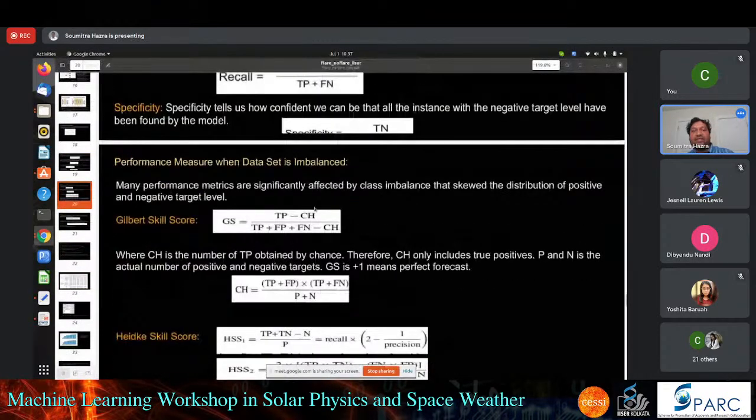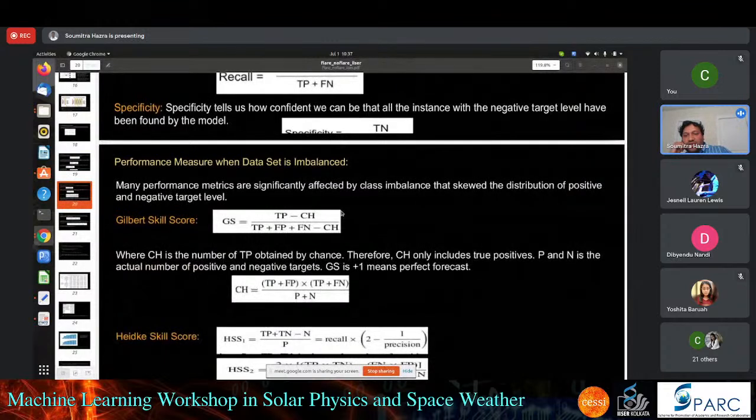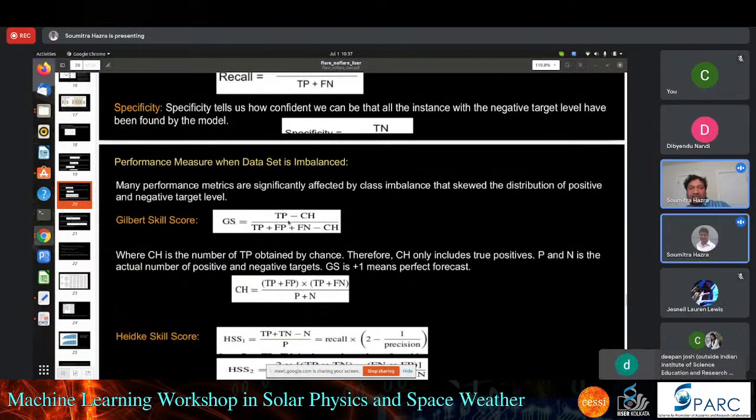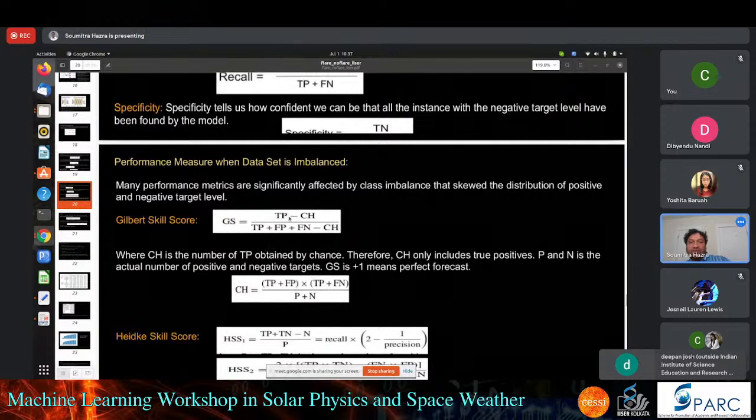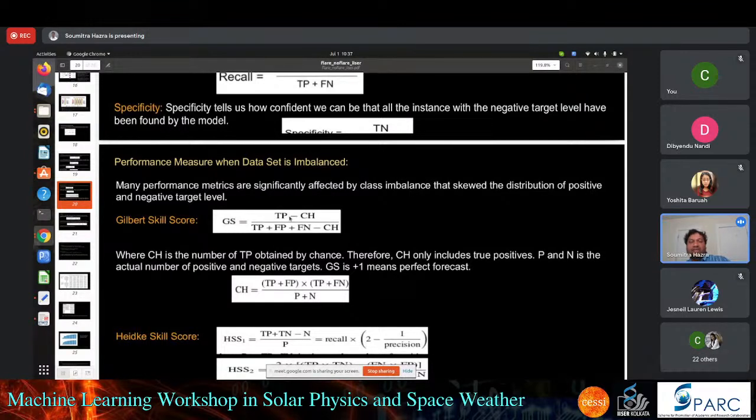So Gilbert's skill score indicates the number of TP obtained by chance. Gilbert skill score has actually some effect of the class imbalance, means it's not fully independent of class imbalance. And so TSS in that sense is more important.